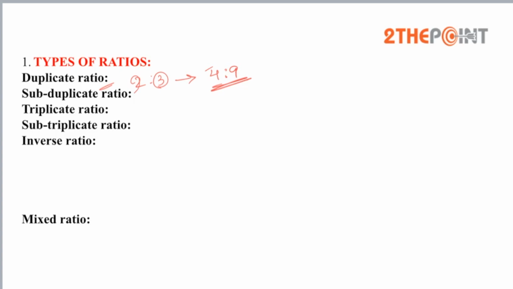Next is subduplicate ratio. This means any ratio that uses square roots. For example, you have 9:16. If this is written as square root of 9 is to square root of 16, this is said to be a subduplicate ratio. Next is triplicate ratio. Any ratio using cubes is called a triplicate ratio. For example, 2 cube is to 4 cube. Next is subtriplicate ratio. This is the ratio which uses cube roots.